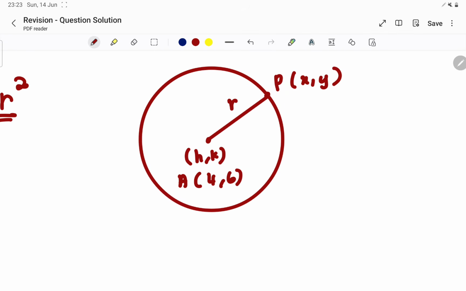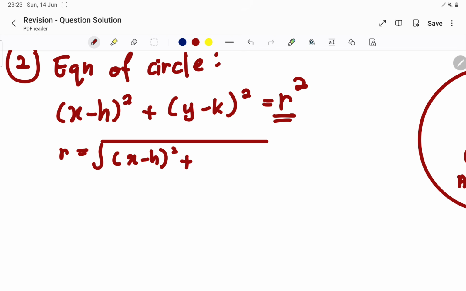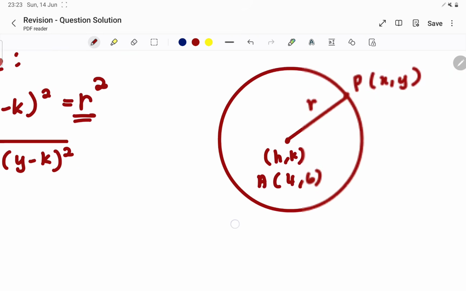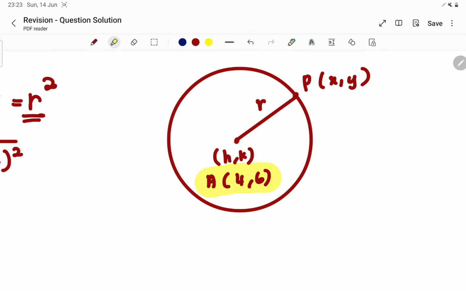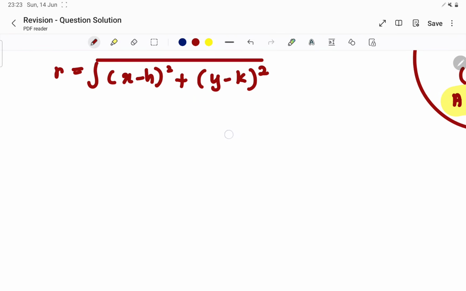In order for us to get that, we have the formula R equal to the square root of (x minus h) square plus (y minus k) square. To find R, you just square root the equation of circle, then you get the value of R. But if you see, we only have the coordinate of A, but we don't have the coordinate of P. So how to find the point P?